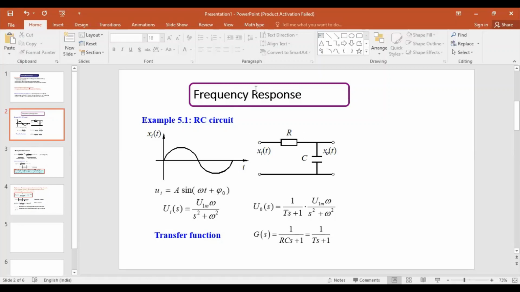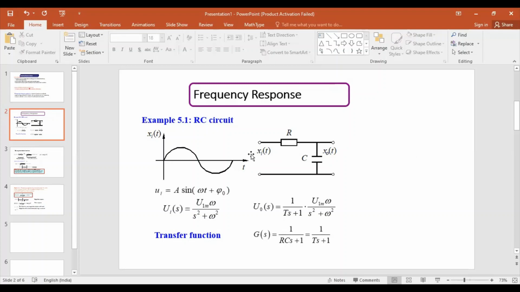First, before proceeding to frequency response, let me do something with this RC circuit. Let me derive the transfer function of the RC circuit. We know that the transfer function is output Laplace by input Laplace. For this RC circuit, the output is the voltage across the capacitor, which I have written as X naught of t, or you can take it as V out of t or V naught of t, anything. And the input is Xi of t or Vi of t.